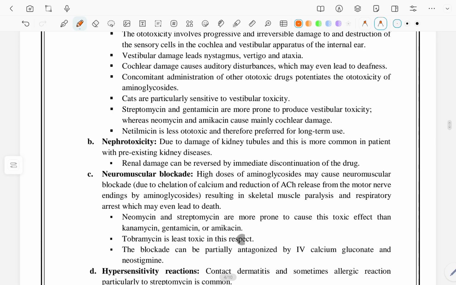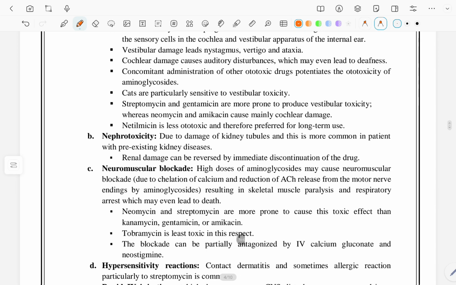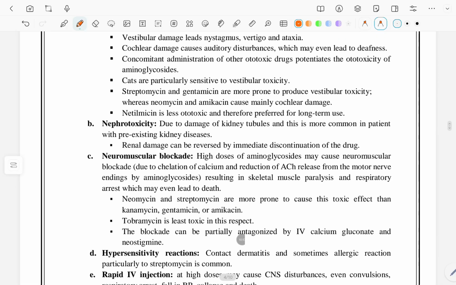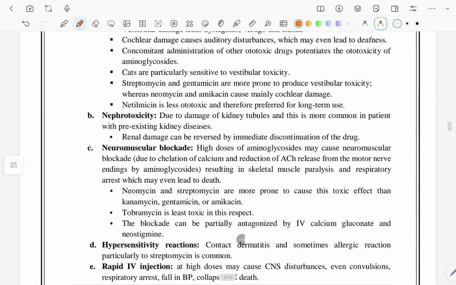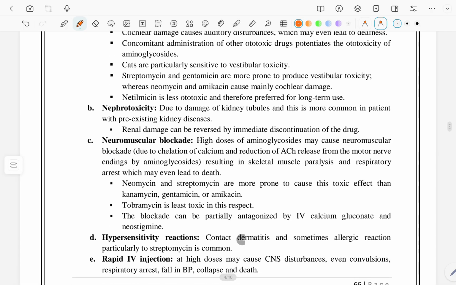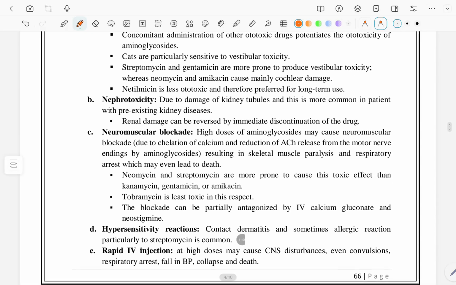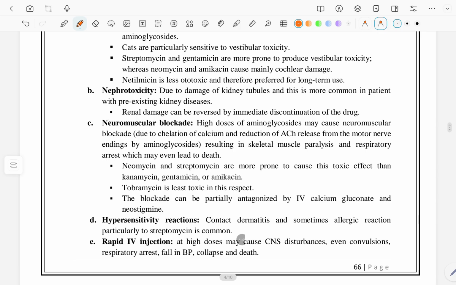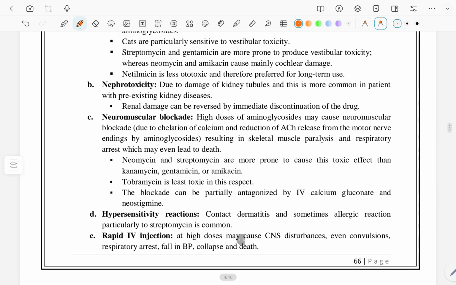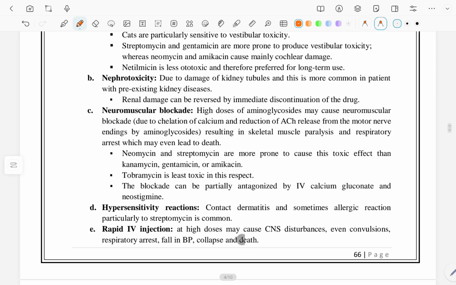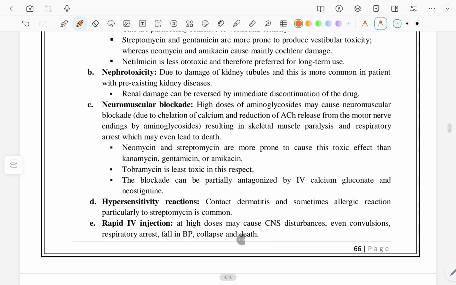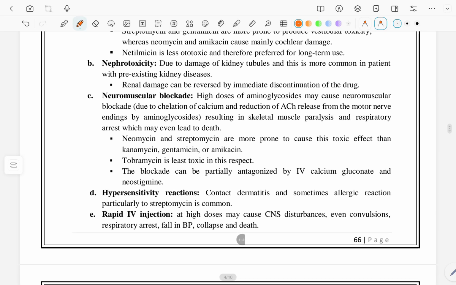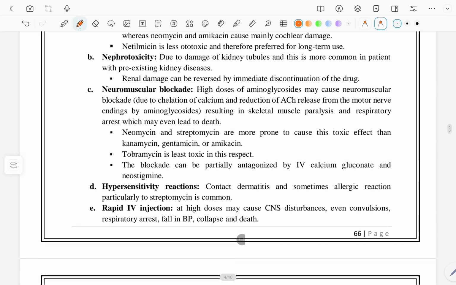Concomitant administration of other ototoxic drugs potentiates the ototoxicity of aminoglycosides. Cats are particularly sensitive to vestibular toxicity. Streptomycin and gentamicin are more prone to produce vestibular toxicity, whereas neomycin and amikacin cause mainly cochlear damage. Netilmicin is less ototoxic and therefore preferred for long-term usage.